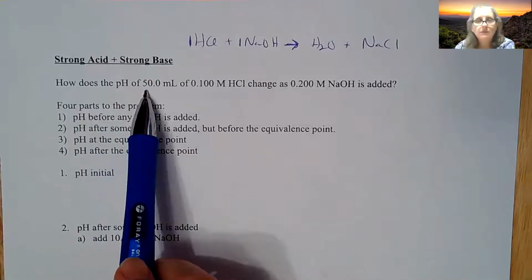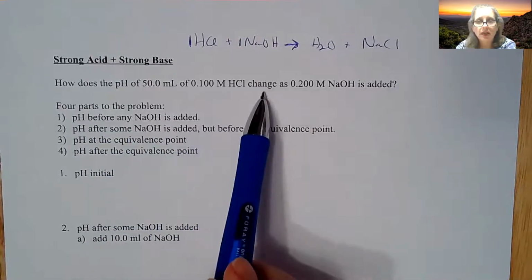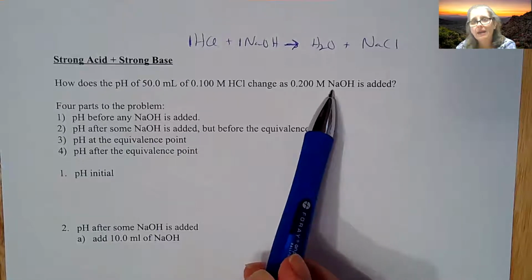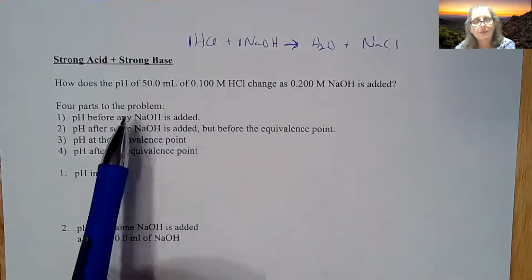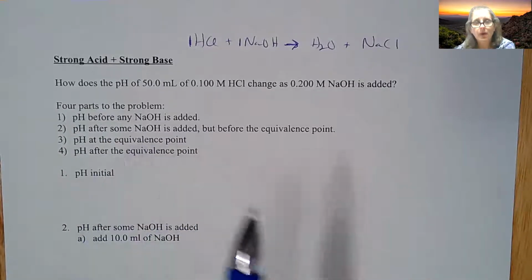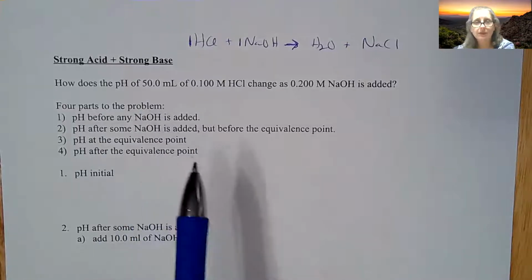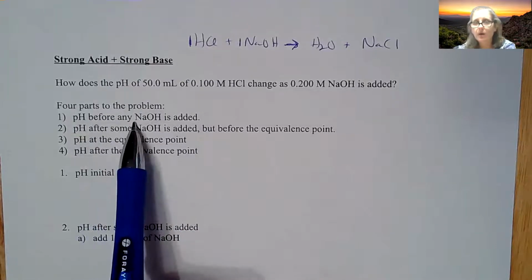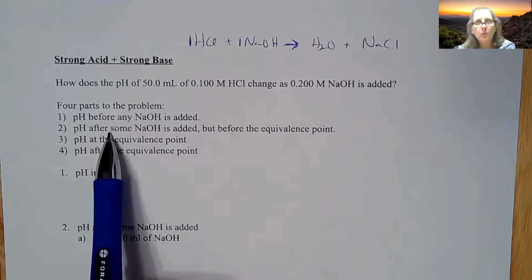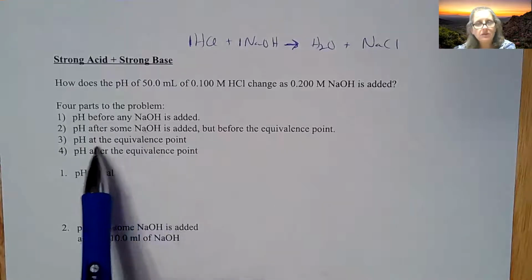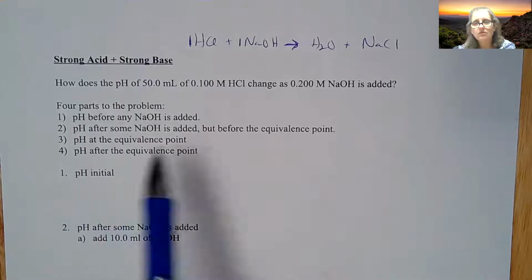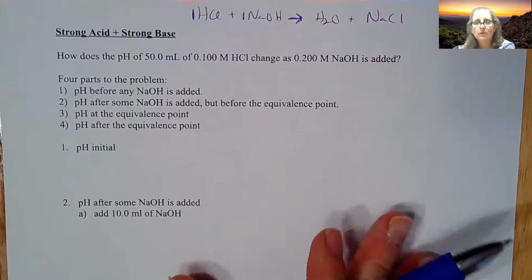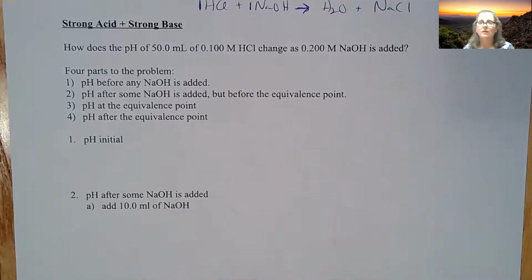So how does the pH of 50 mL of 0.1 molar HCl change as 0.2 molar NaOH is added through a titration? So again, using a burette, going step by step. What I'm going to do is go through different parts of the problem, and I usually set it up this way. Find the pH before you add the base. What is the pH as you start to add the base, but before the equivalence point? What is the pH at the equivalence point, and what is the pH after the equivalence point? So again, with this video, you might want to take out a calculator so you can do the calculations as I do them.